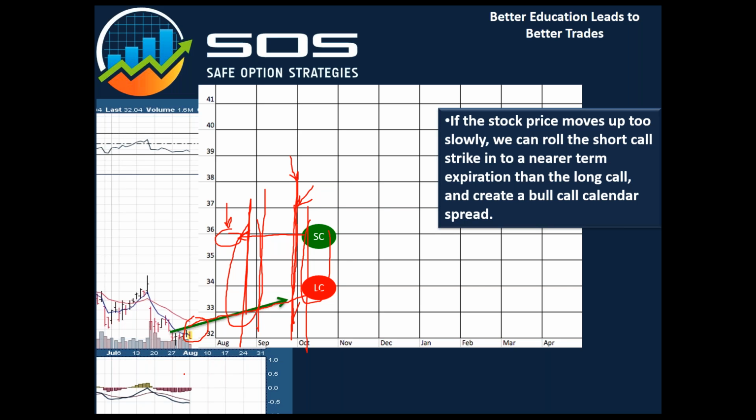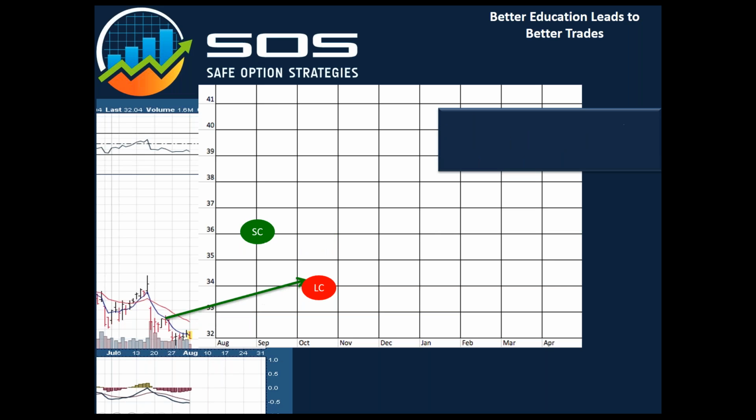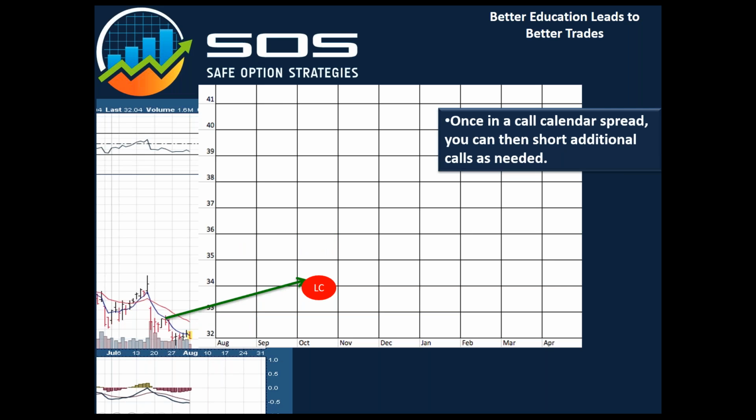So the farther away, here's the clearest way I can answer that question. It's a great question. The farther away you are from the earnings date, the more aggressive you can afford to be with the placement of that new short call. When you're rolling the short call and you're closing the old one and opening the new one, you can afford to be a little more aggressive with the placement of that short call.